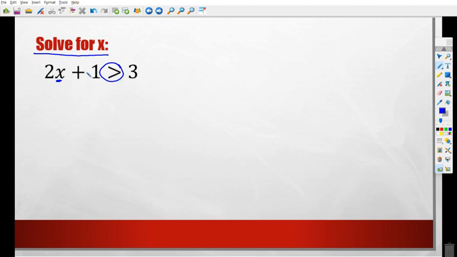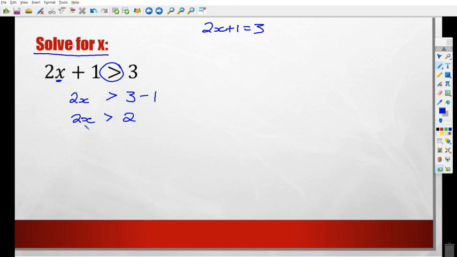So when I'm dealing with a normal equation, if I had something like this, equals 3, how did I isolate the x? I took all my numbers that way, and I kept my x's this side. So instead of an equal sign, we just have a greater than sign. I'm going to keep my 2x on this side and take my number across. It's going to be 3, and if I take the 1 across, it's going to be -1. Let's simplify this side. So 2x is greater than 2.